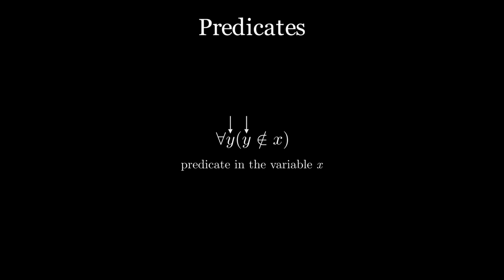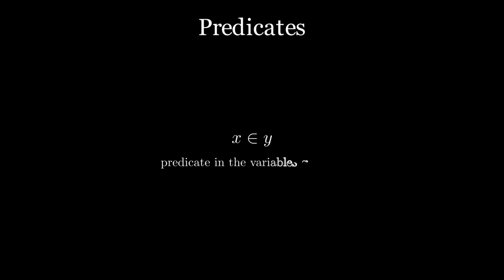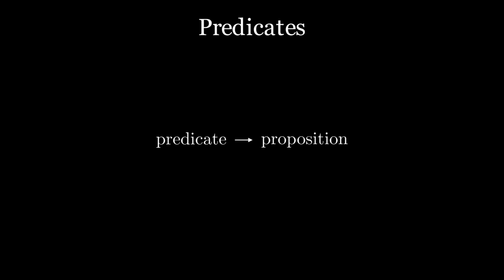More on that later. A predicate in two variables is a property that a pair of sets could have, say one being an element of the other. Here, this is a predicate in the variables x and y. A predicate in three variables is a property that a trio of sets could have, and so on. You can form a proposition from a predicate by specifying the sets in question. This is the statement that the sets you have specified have the given property.